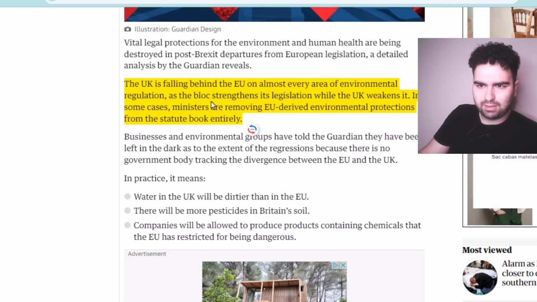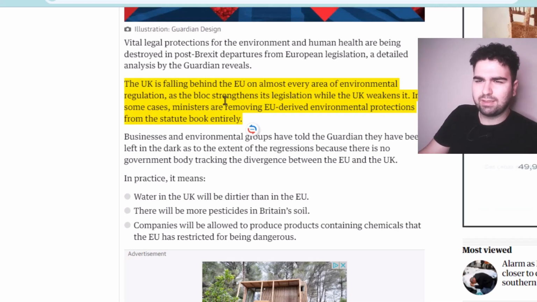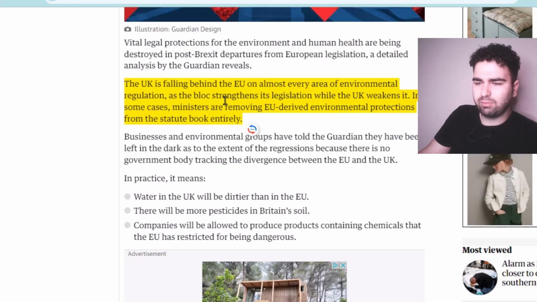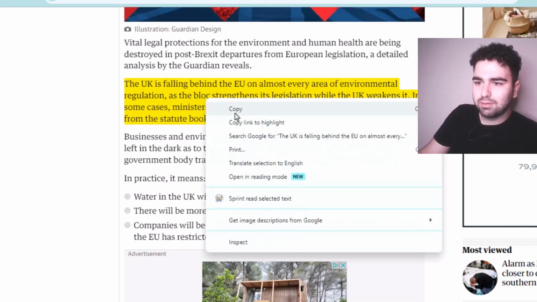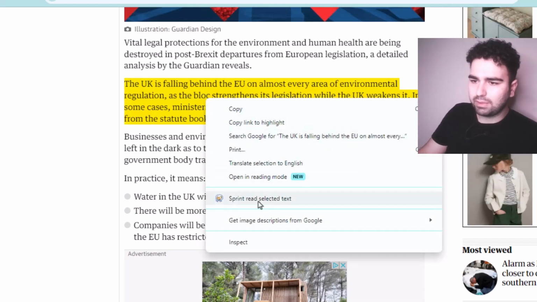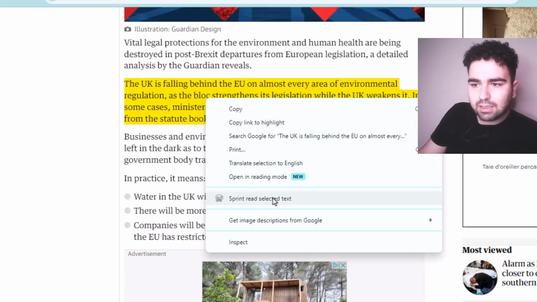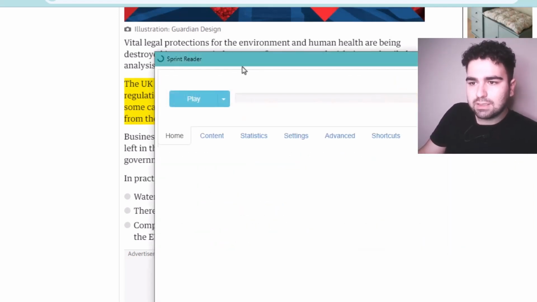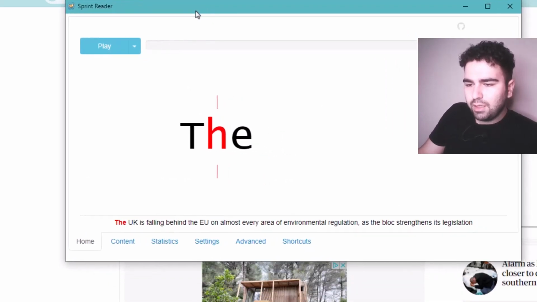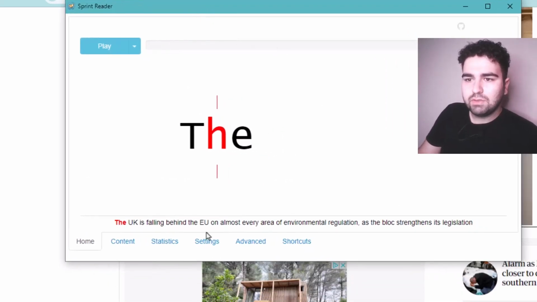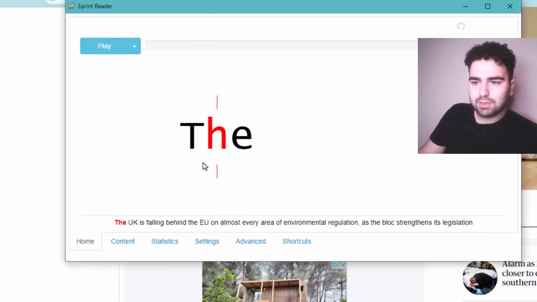I don't think anyone has any problem like that. I believe it is clear how to open a PDF using Chrome browser. If you have any problem like this, just let me know. You have to right click on it, Sprint Read selected text. At first, when you're using this extension, it is only showing one word. That is not what we want.